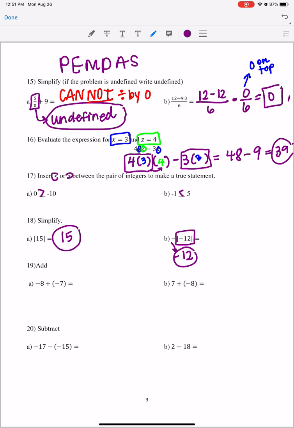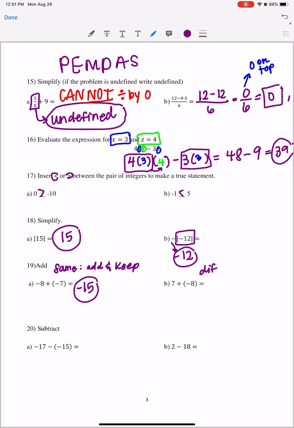19, we're adding. This is the same sign. So when it's the same sign, you add and keep the sign. So 8 plus 7 is 15, and then keep the sign. It's negative, so that's a negative 15.